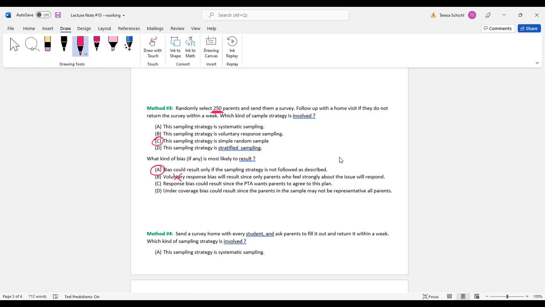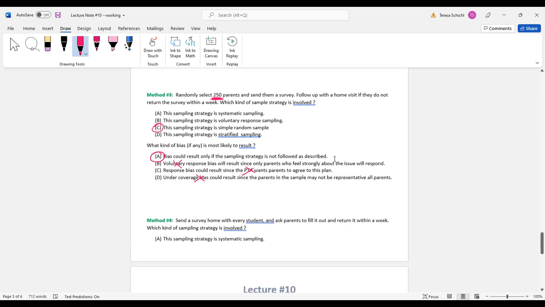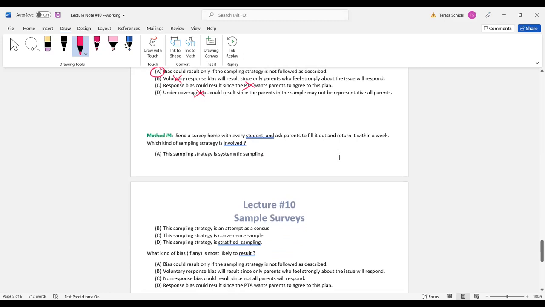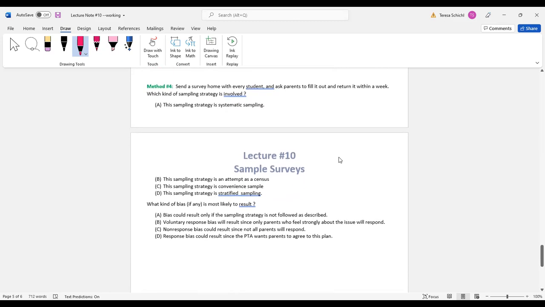And let's say the response bias could result because of the PTA. That's the same thing. The PTA does not say whether they like or dislike it. Undercoverage is here. This is not undercoverage because I'm randomly picking 250 parents, so it is a random sample. It covers the whole population, representing all the parents in the school. Okay, so number 4 is here.